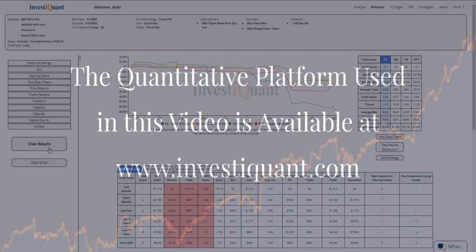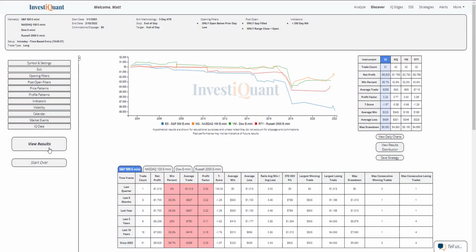All right, here we go. These are the results based upon entering the market long at 3 p.m. Eastern Time, exiting at 4:15 p.m. Eastern Time. When you open up below the prior day low, you climb up to fill the gap above, and then at 3 o'clock, you're trading back below the open, which is also below the prior day low. This is taking place above a 200-day simple moving average. Historically, 31 samples in the S&P. We've got 42 in the NASDAQ, 42 in the Dow, 32 in the Russell.